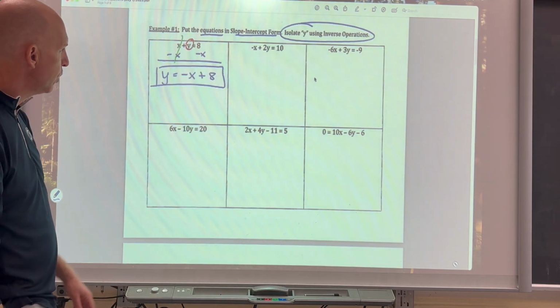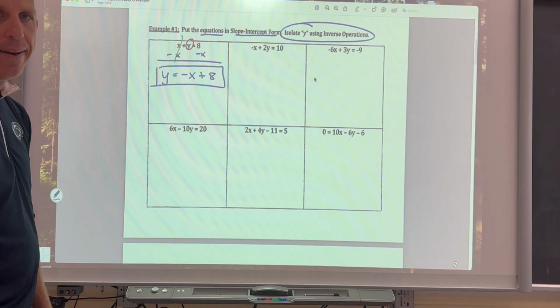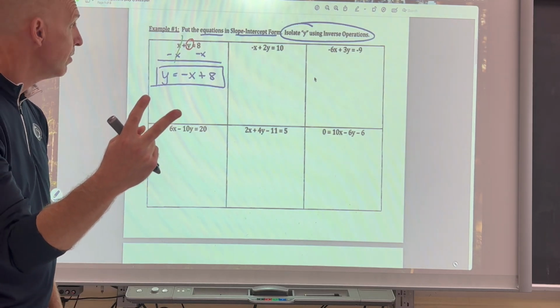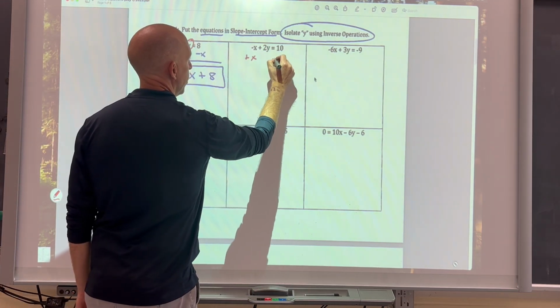All right, example number 2. Negative x plus 2y equals 10. This takes 2 steps to get y by itself. First, I'm going to add x to both sides.